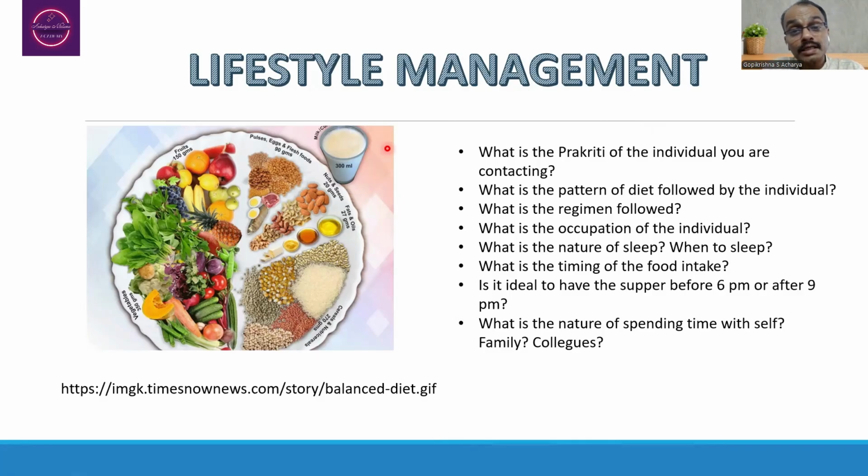What pattern of the diet is being followed by an individual? Is it normal or is it abnormal? If it is normal, how to maintain the health of an individual? If it is abnormal, how to balance the diet? So that we can make out if we know about the fundamentals of Roga Nidana clearly.